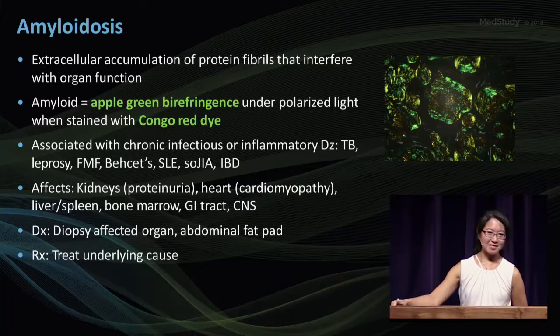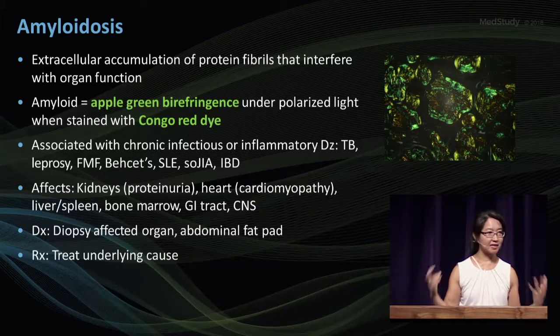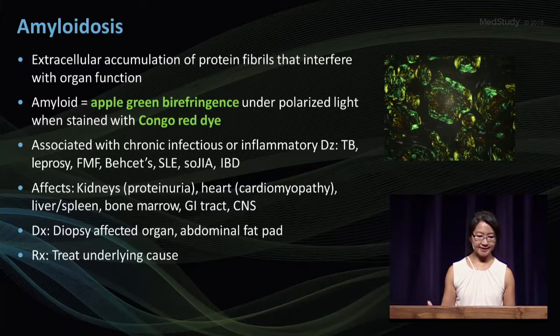Amyloidosis. All right. So we're in the home stretch here. Amyloidosis is the extracellular accumulation of protein fibrils that interferes with organ function. And the classic buzzword is apple green birefringence under Congo red dye stains and polarized light. Okay, so apple green birefringence with Congo red dye under polarized light.